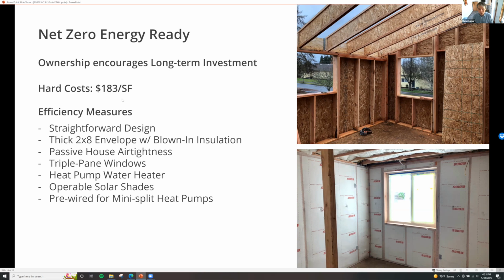For $183 a square foot, which is a pretty astoundingly low price point for this area, we did a very straightforward design: 2x8 wall construction with no exterior insulation, 14-inch I-joists in the roof, bibs in the walls. Passivhaus air tightness, triple pane vinyl slider windows, kind of the cheapest high efficiency I could get. We were able to do heat pump water heaters, and then we pre-wired for mini split heat pumps. Again, prioritizing the passive efficiency measures before we go to the more active mechanical system measures.